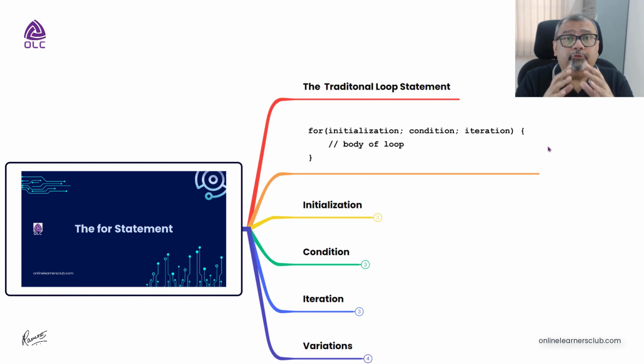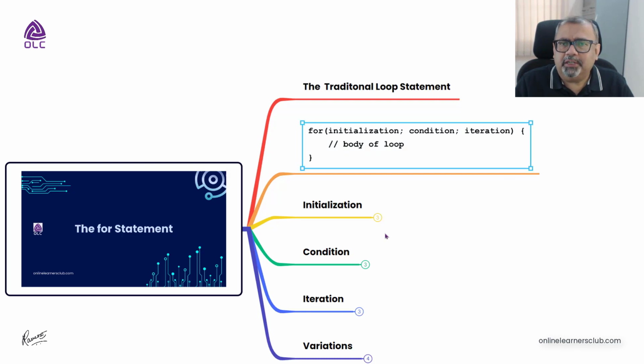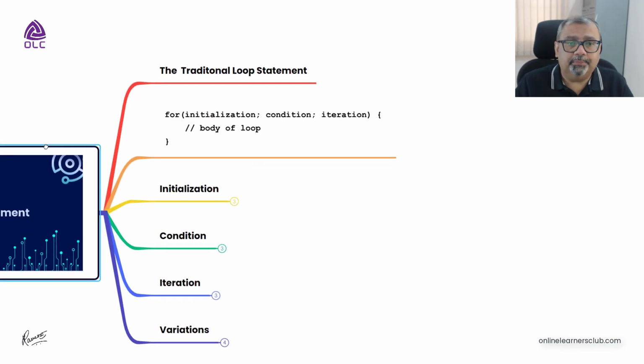Let us explore the for statement. This is another traditional loop statement which we use in programming languages like Java. It comes with a very simple structure with three elements. The for statement has an initialization part, a condition, and an iteration part. These are the three elements that come into the picture, and as long as the condition is true, the body of the loop gets executed. So this is the basic concept of how the for statement works.